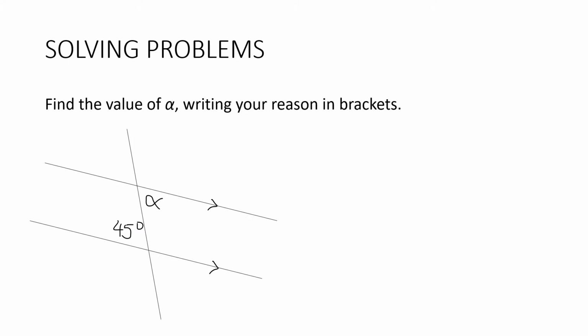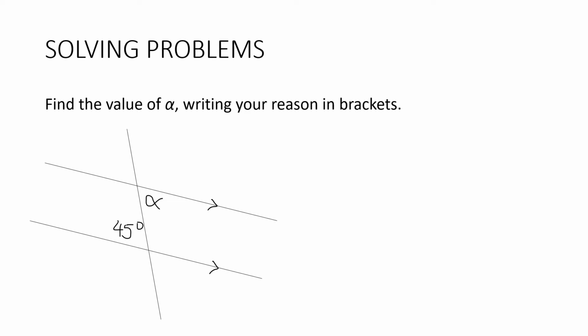Now that's a pronumeral. We're going to learn more about pronumerals when we study algebra later this term. But a pronumeral is just a letter used in place of a number, and we've got to find out what the value of that letter is. So our first job here is to decide what relationship that 45 degrees and that alpha are in. Is it corresponding, alternate, or co-interior?